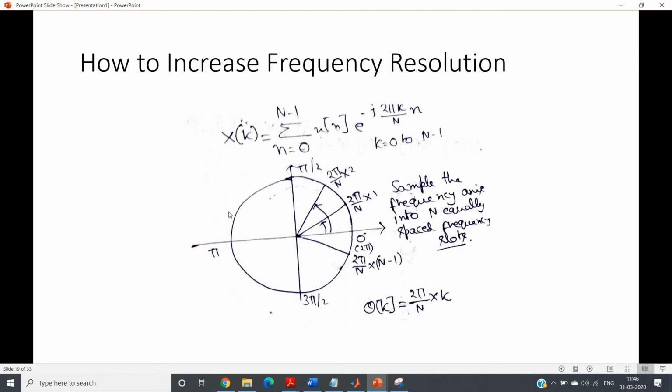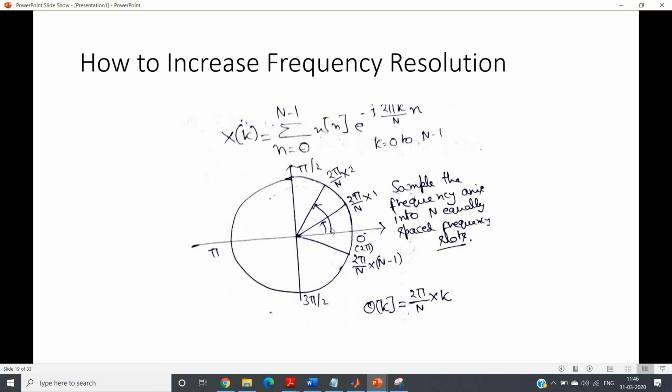In this particular unit circle, where this is 0, this is pi by 2, this is pi, and this is 3 pi by 2 radian, that is frequency in radian, we take samples at multiples of 2 pi by capital N. That is, the first one is 2 pi by capital N into 0, the next one is 2 pi by capital N into 1, the next is 2 pi by capital N into 2, and so on. So these are our samples. How many samples do we make? We make a total of N samples, so k varies from 0 to N minus 1.